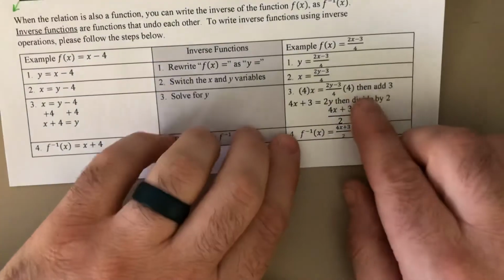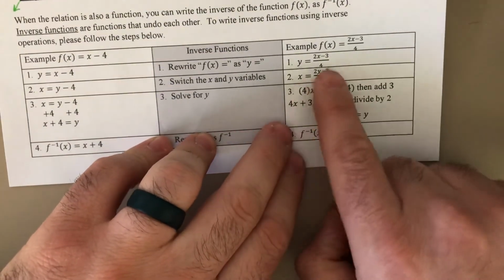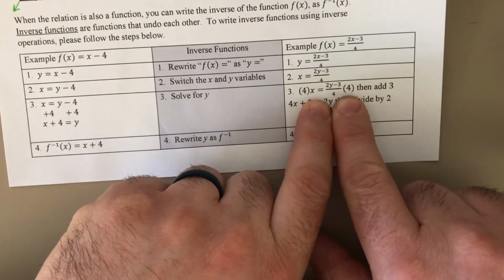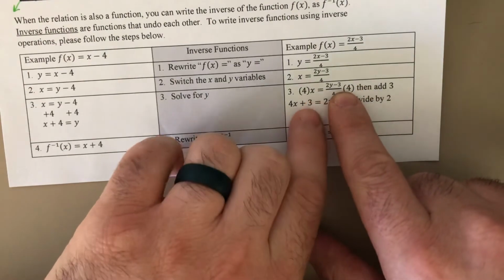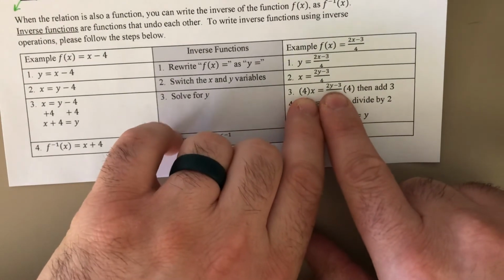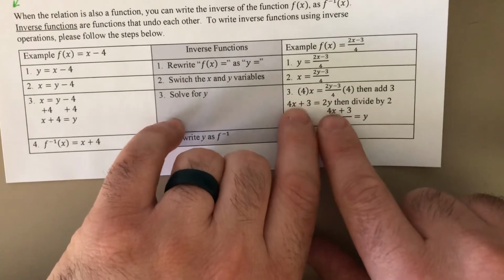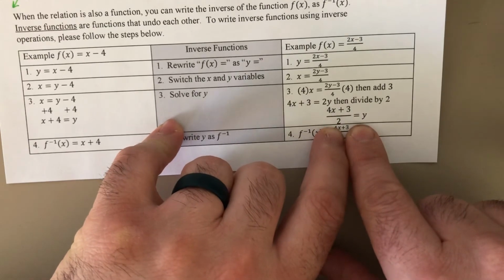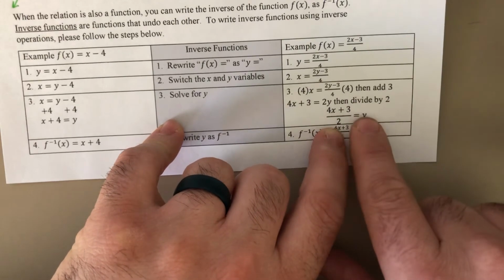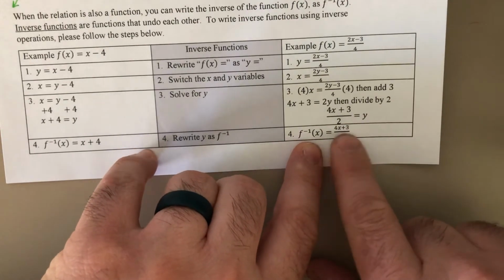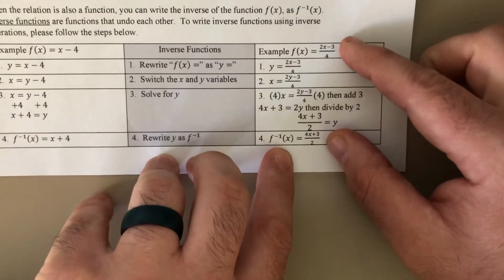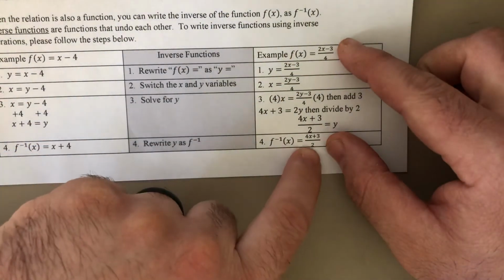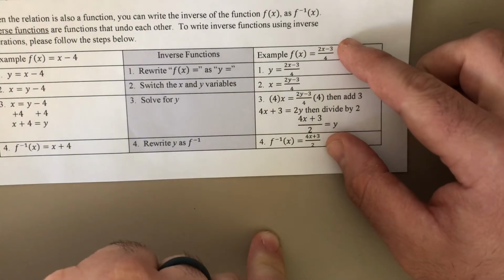Okay. Over here, when we swapped the x and the y, we're going to solve for y. So what needs to go first? We're going to multiply both sides by 4. That's what's happening here, because then that makes those 4's go away. And so you just have 2y minus 3 equals 4x. Add 3 to both sides to get 2y equals 4x plus 3. Divide by 2, and you've got 4x plus 3 over 2 equals y. Swap y with f inverse. So f inverse is 4x plus 3 over 2. Note, look at the difference there. The original function, 2x minus 3 over 4. The inverse, 4x plus 3 over 2. So very interesting concepts here.